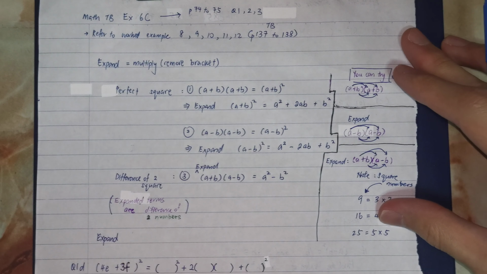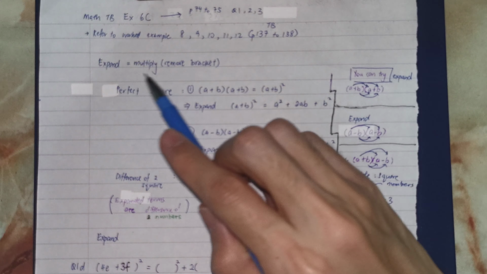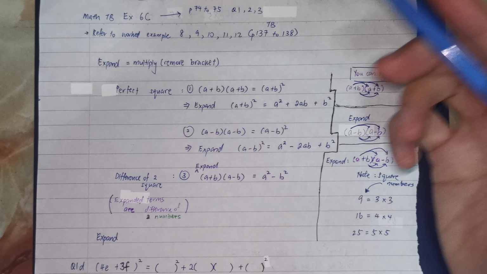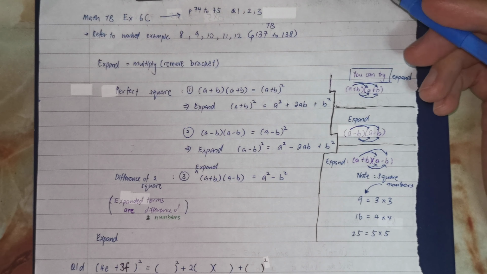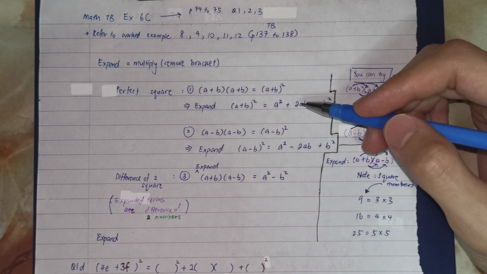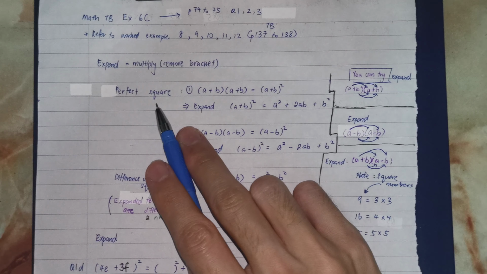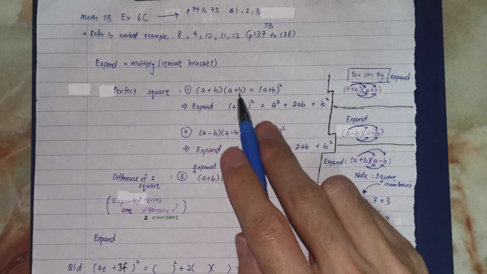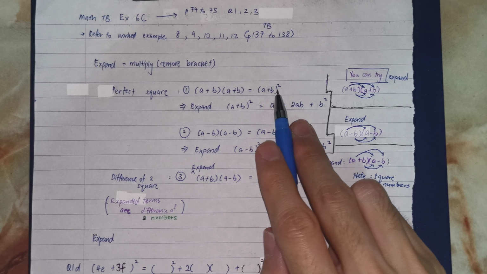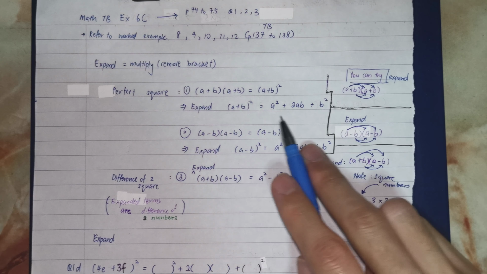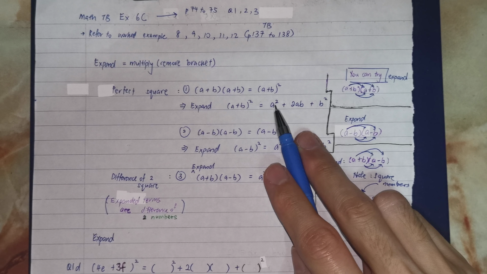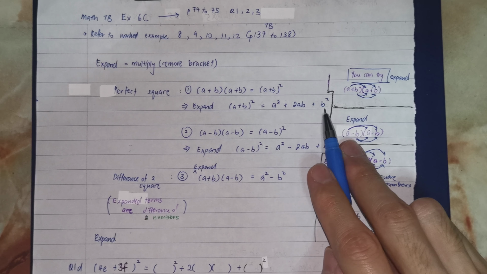So in this chapter, we are talking about expansion, which means multiply, whereby you remove all the brackets after you multiply. So we'll be looking at 3 examples, and this has been gone through in class as well. We're looking at perfect square, whereby (a plus b) times (a plus b), which is equal to (a plus b) squared, is equal to, there's a shortcut whereby we get a square plus 2ab plus b square.